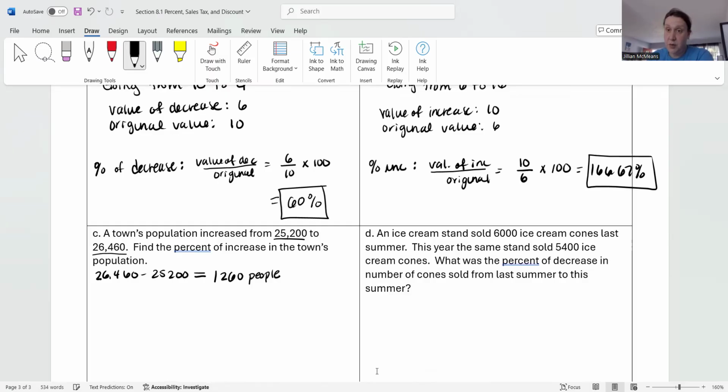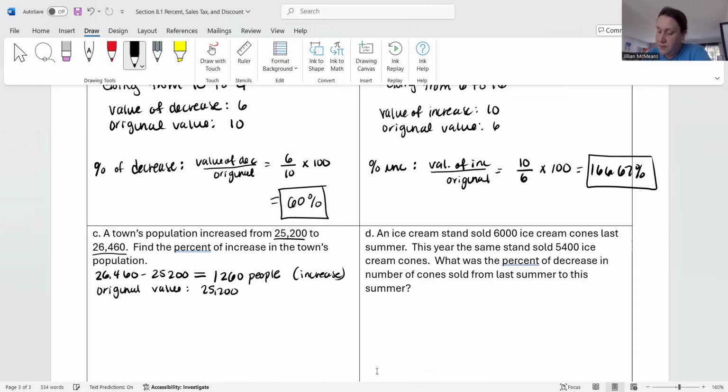Now, here's what we have to do. We have to figure out what is the original value. So if the population is increasing, the smaller value is the original. We started out with 25,200. That's the original. We increased to 26,460. So the original value is 25,200. This is the value of the increase.